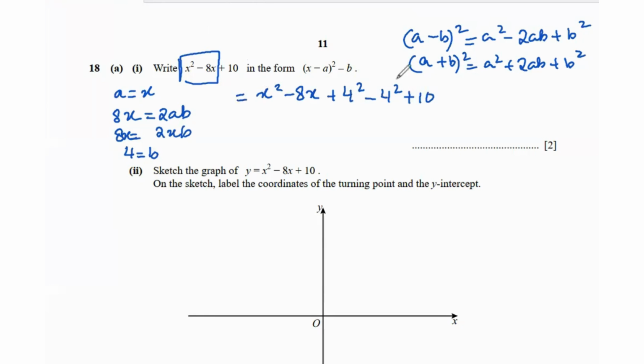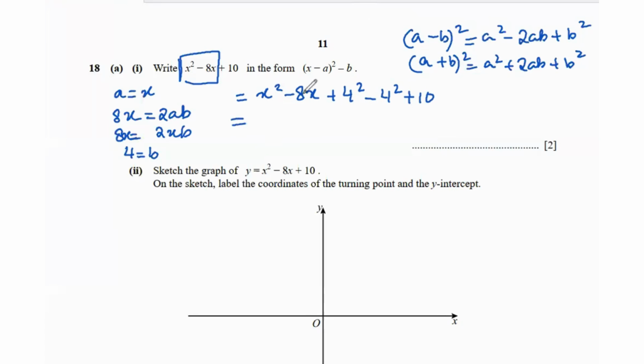The reason why I'm doing minus 4 square as well is because we're introducing plus 4 square in this equation. It did not exist before. So if we're adding something new, we're supposed to subtract it as well. And I told you in the previous questions, if you're multiplying something in the numerator, you multiply in the denominator as well, because you're supposed to multiply and divide. You can't just randomly introduce something new without doing the opposite as well. So since we're adding 4 square, we're supposed to subtract 4 square as well.